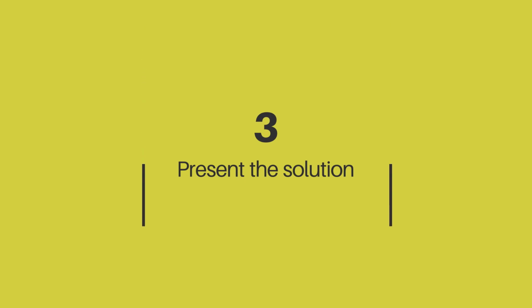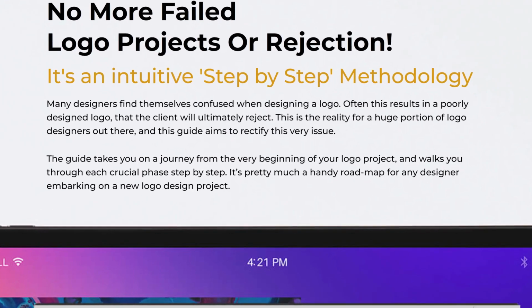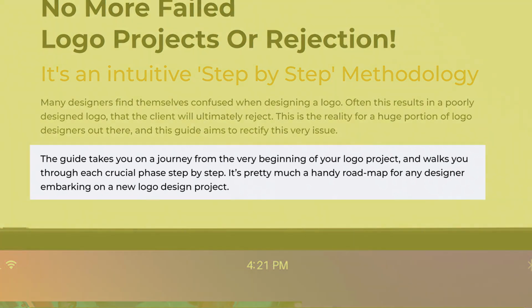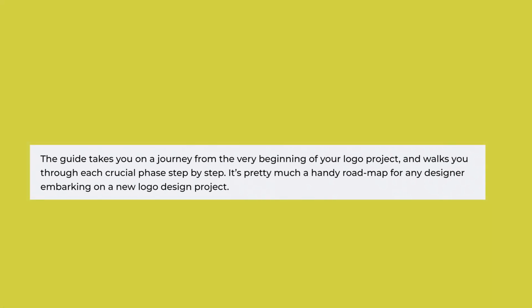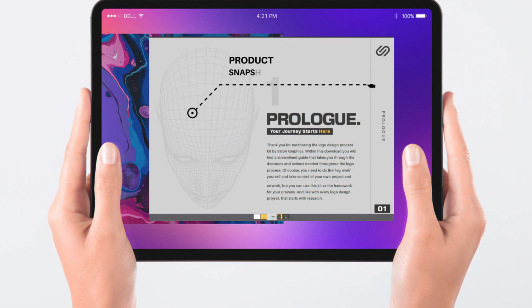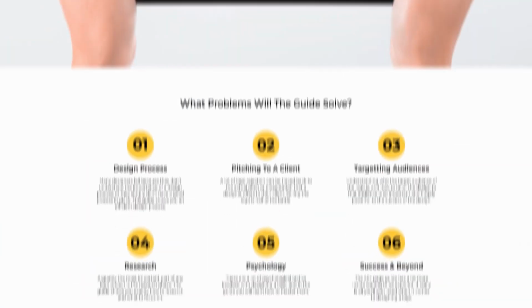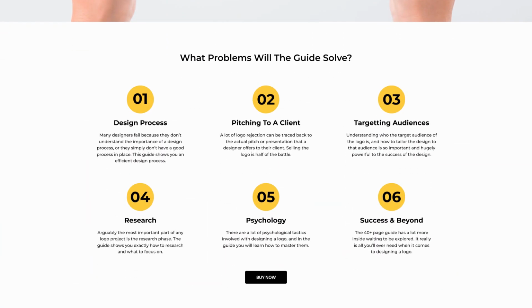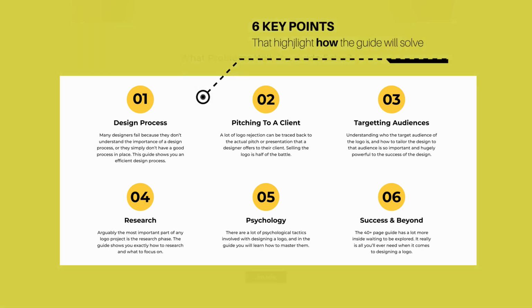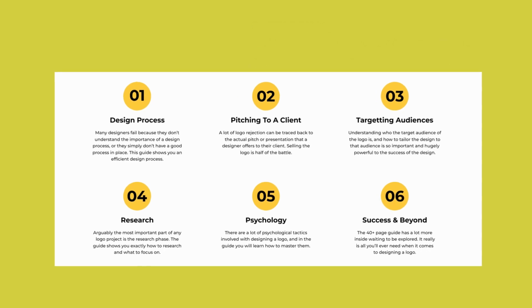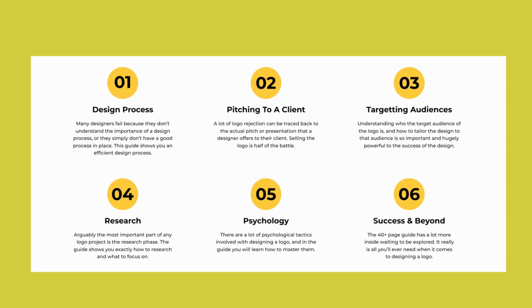Next up is to present the solution. In the next paragraph below, I talk about how the e-guide takes the user on a journey from start to finish along the logo design process. And below that is a snapshot of one of the pages on the guide to solidify the solution. Below that, I have 6 key points that show exactly how the guide will solve their problems. And yes, these are all true and genuine. I wholeheartedly believe my product and the feedback reflects that. The 6 key points here clearly illustrate how the guide will solve the user's problems.